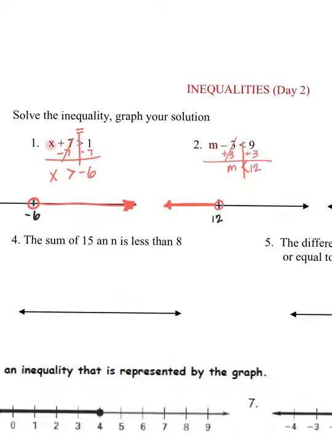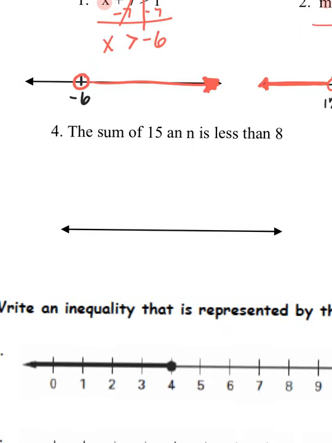Okay, let's look at number 4. This is just, again, the words. The sum of 15 and n is less than 8. I know that the word sum means to add. So the sum of 15 plus n is less than 8.